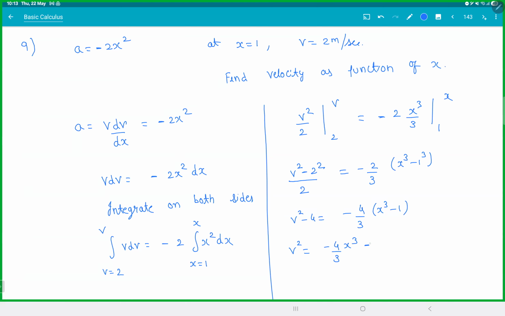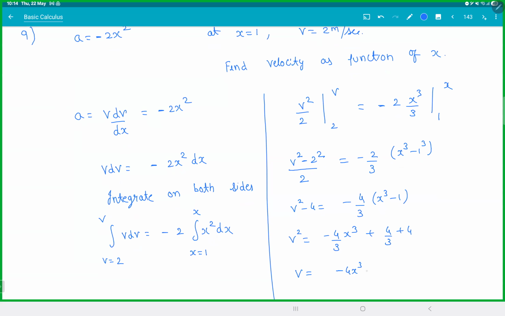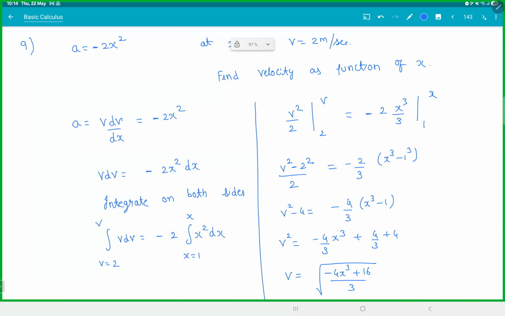That would be minus. How is that? Plus 4 and plus 4, plus 8 I'm getting. Weird. Yeah, there's a 3 also, no? That would be 4 by 3 plus 4. Yeah. That is 4 3 is 12, 12 plus 4 is 16. So v square will be minus 4x cube plus 16, by 3. Check. See if something went wrong. Got the thing? So you can't take x is 0 and v something. Limits are given, 1 to 2.